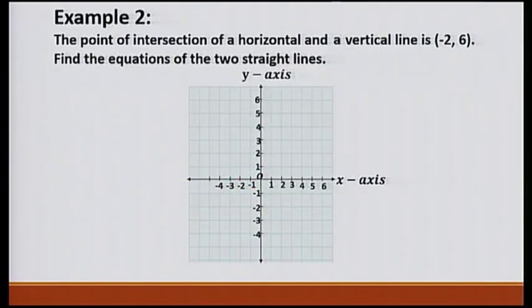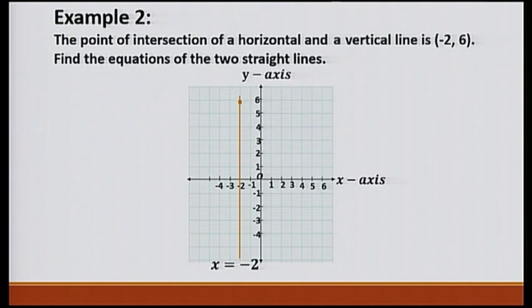Example 2. The point of intersection of a horizontal and a vertical line is minus 2, 6. Find the equations of these two straight lines. First, we are going to plot the point minus 2, 6, minus 2 as the x-coordinate and 6 as the y-coordinate. Then, we are going to draw a vertical line from the point to the x-axis. Now, this line has equation x is equal to minus 2.